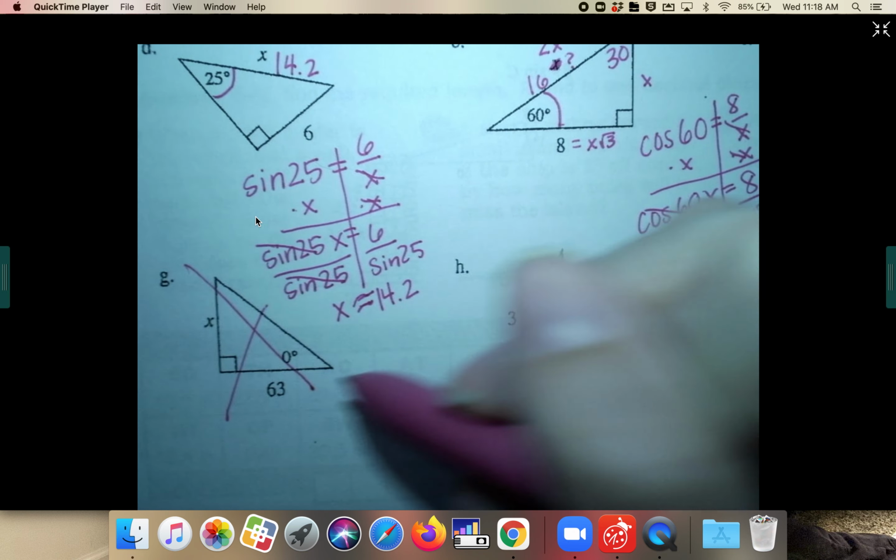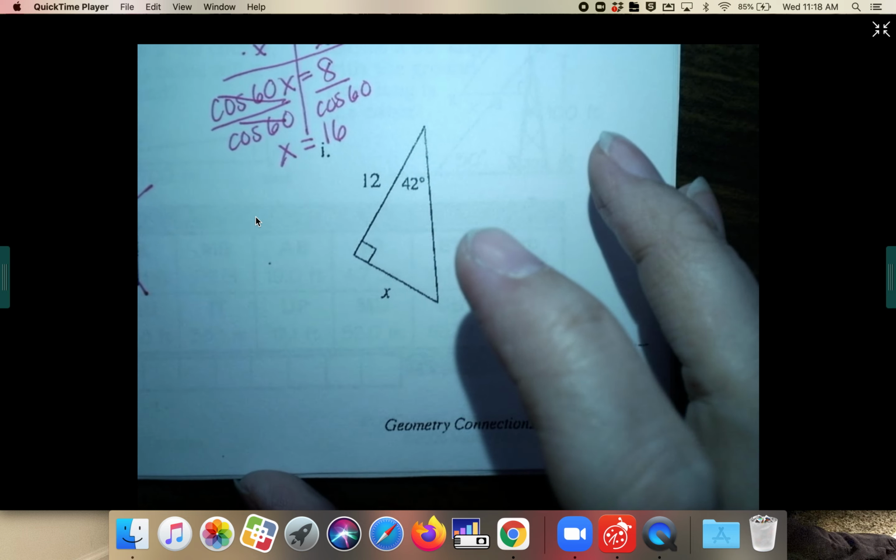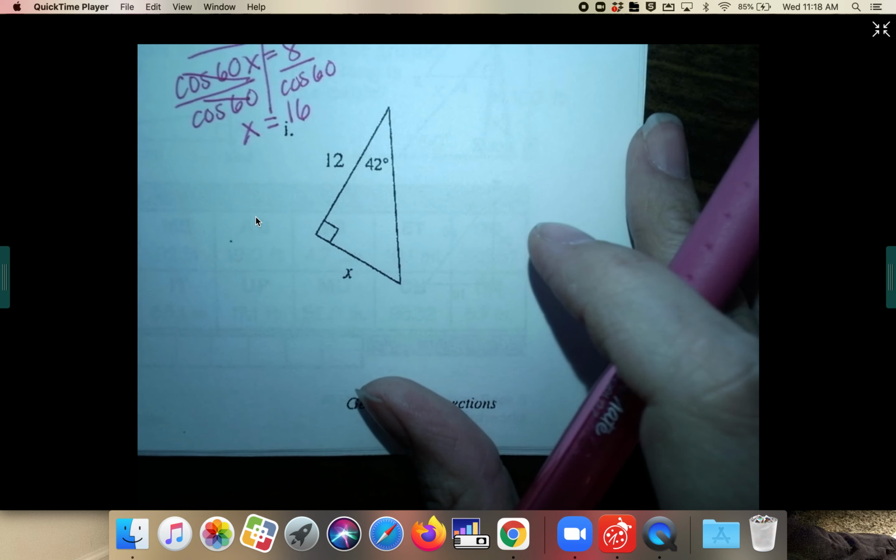G and H don't really end up working out very good. We're going to skip those two. It's okay. But I do want to practice one more. So let's look at I.